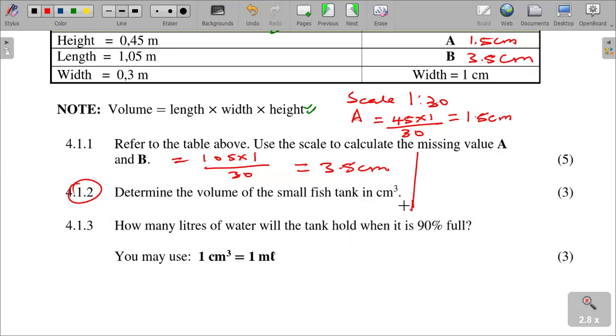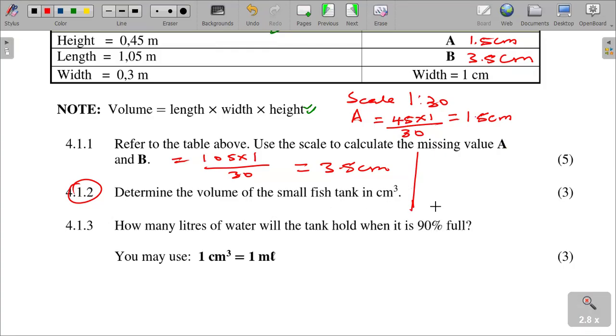Well, I skipped the question, sorry. I did skip the question. I'm sorry for that. I was answering question 3 now.